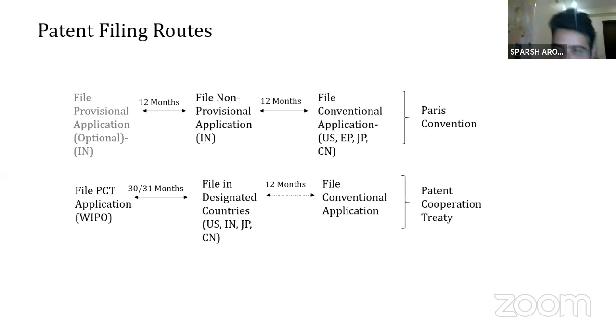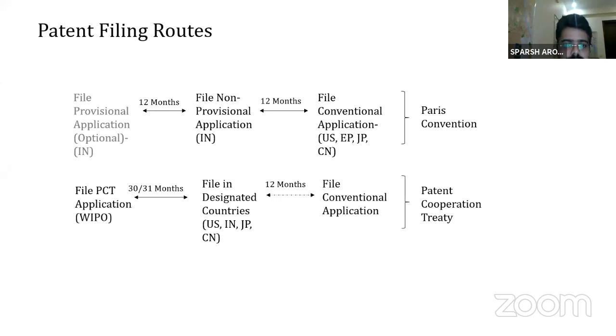So this is the first way of filing a patent application, where you can do a first filing in a convention country, and within 1 year of that you can file a patent in another country which is also a convention country. So for example, I can first file my patent in India, and within 1 year of that filing, I can file a subsequent patent in the US or in Europe or in Australia or in China, any other country.